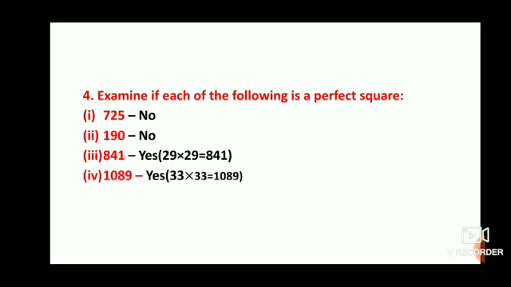Fourth subdivision, 1089. This is a perfect square. Yes, because 33 into 33 is equal to 1089.